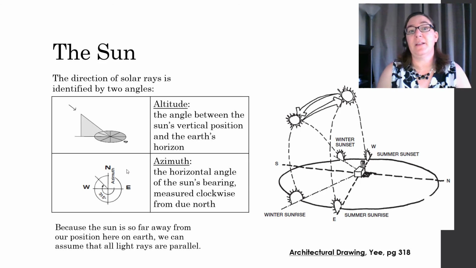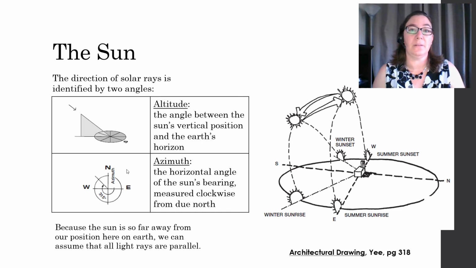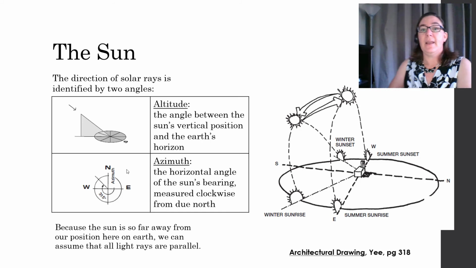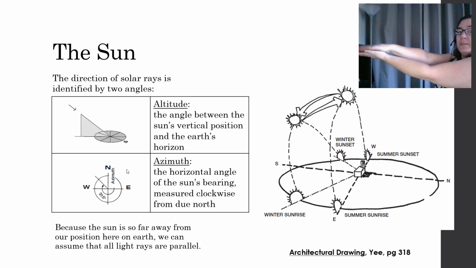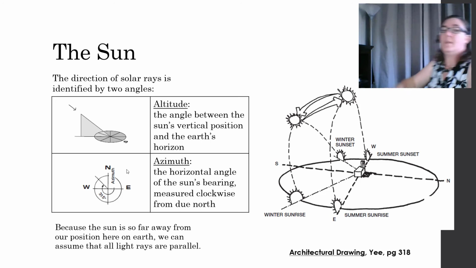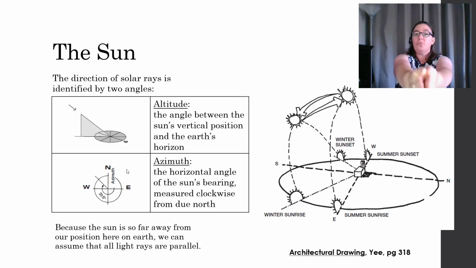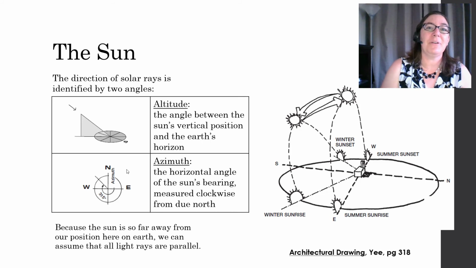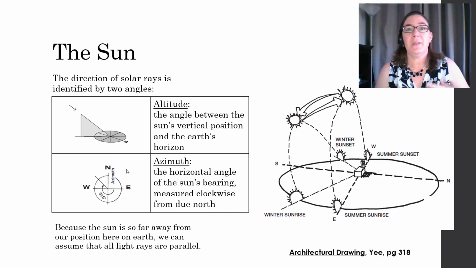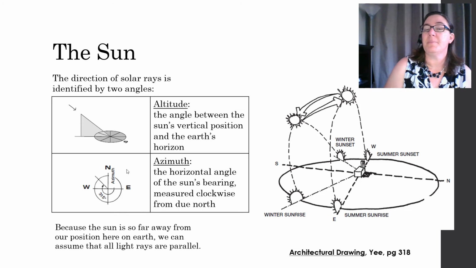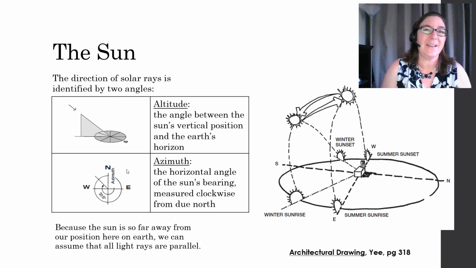When you want to identify the sun's location, it can be described with 2 angles. And the first one is altitude. All right, altitude is going to be the angle between the sun's vertical position and the Earth's horizon. The azimuth will be a bearing angle between true north and wherever the sun happens to be, kind of in a horizontal plane. I have a great video for you in your module that walks you through some of the different positions of the sun over the year.